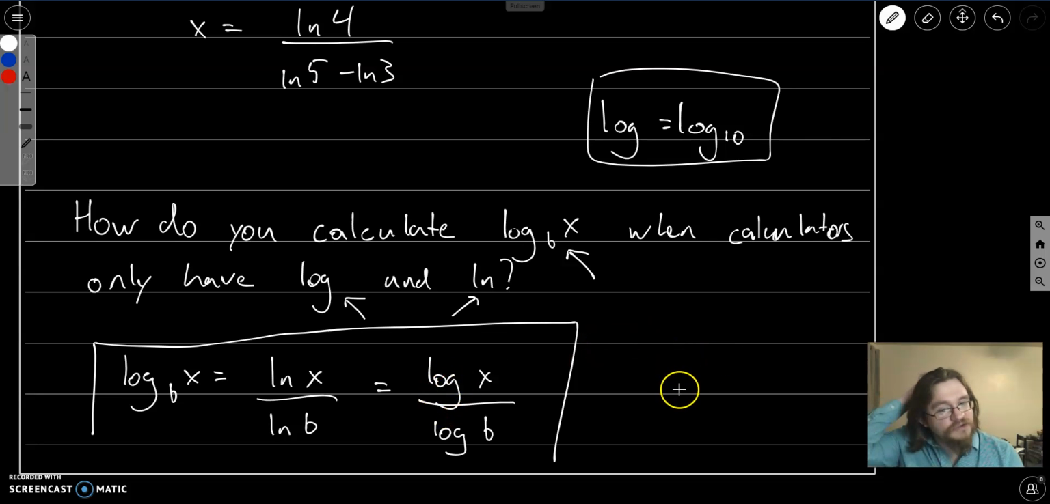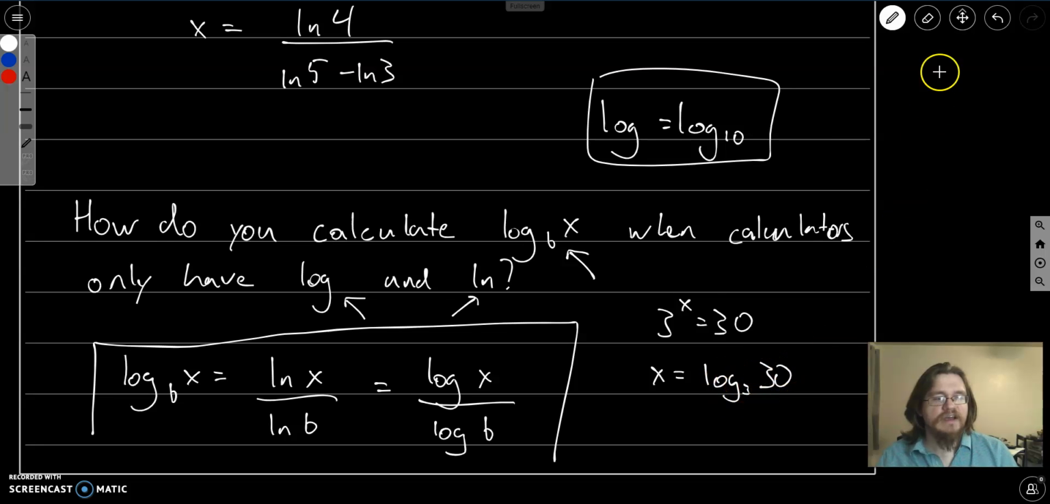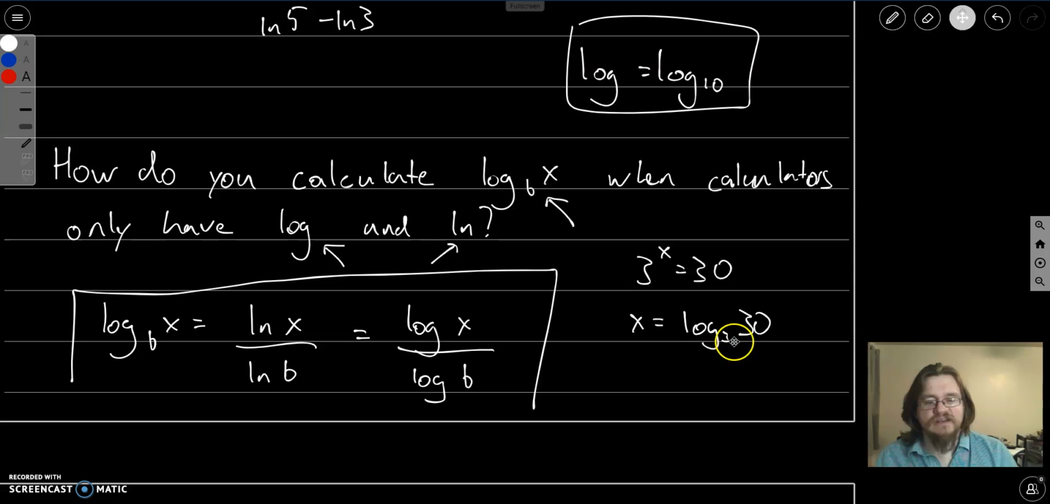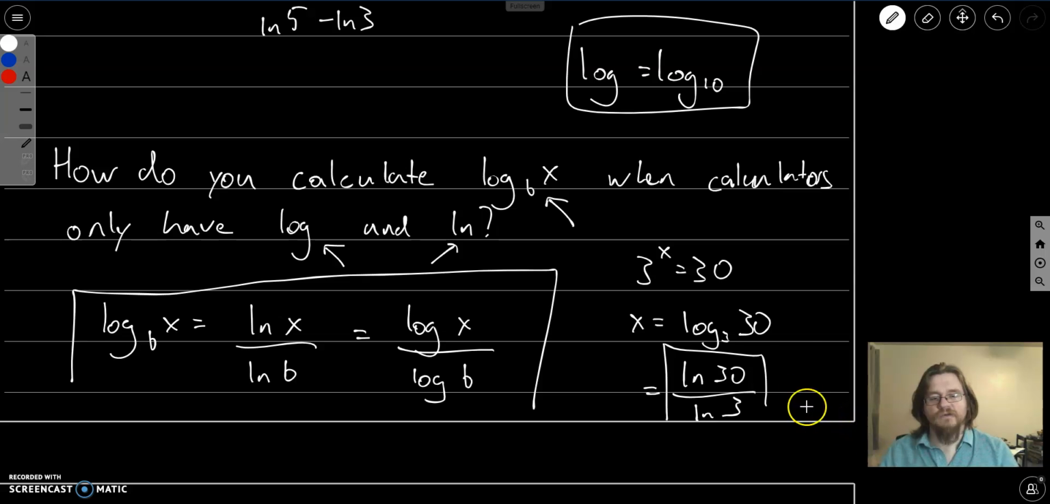So if we think back to one of our early questions, which was 3^x is equal to 30, what I did was I took log base 3 of both sides, and we found x is log base 3 of 30. When I calculated this, I didn't type in log base 3 of 30 into a calculator. Most calculators don't have that capability. What I typed was the natural log of 30 divided by the natural log of 3. So this is a very nice trick for actually computing logarithms.